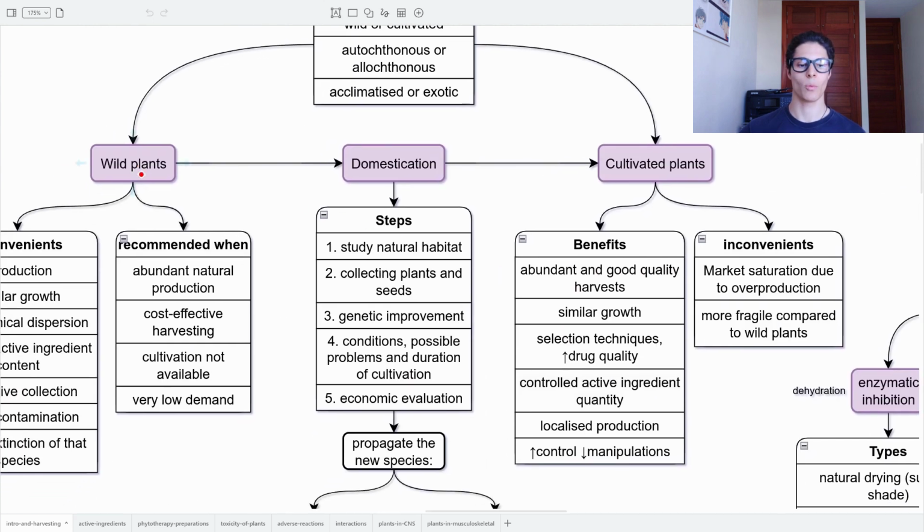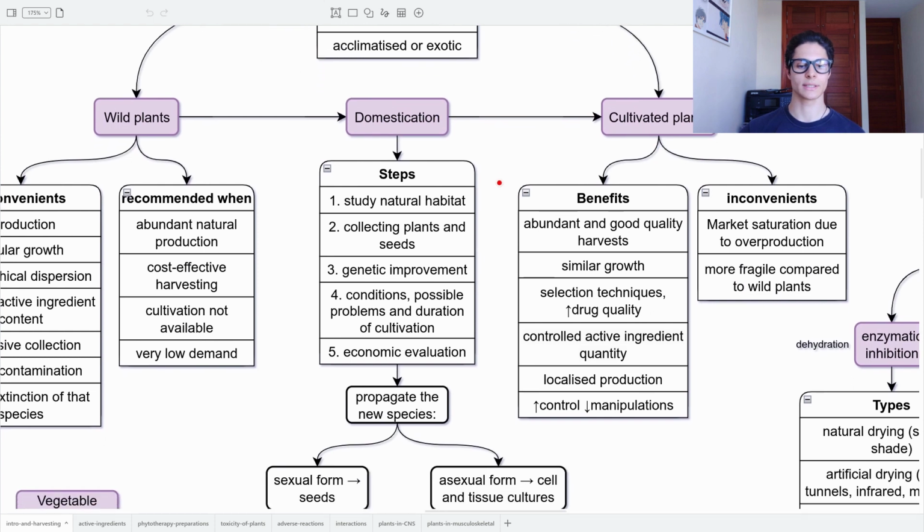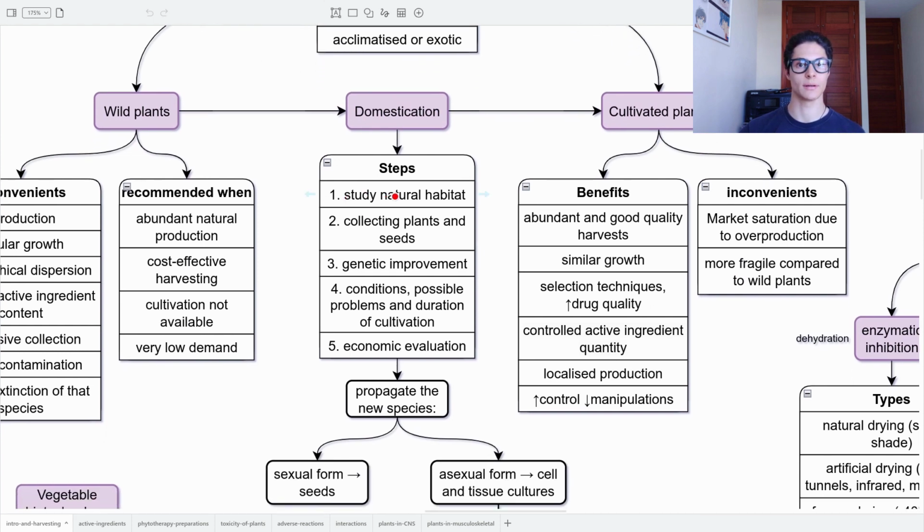So from a wild plant to a cultivated plant, we have the domestication of the plant. And what are the steps? The first one is to study the natural habitat.